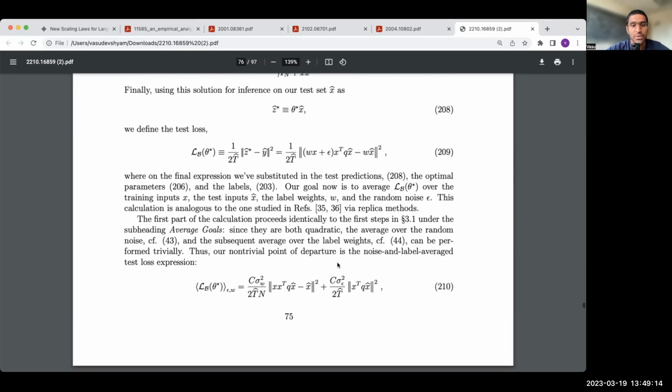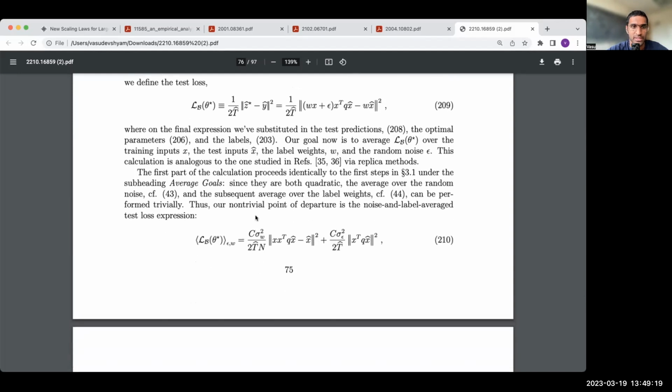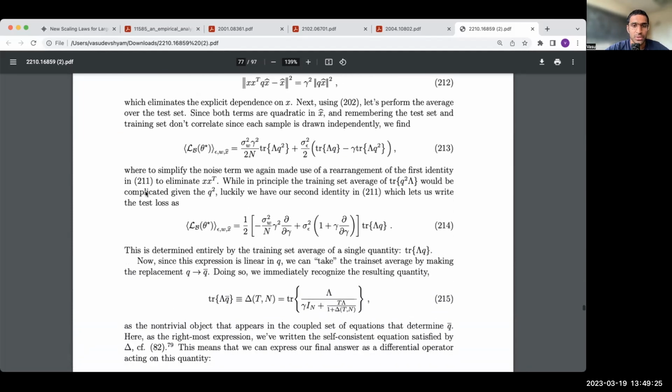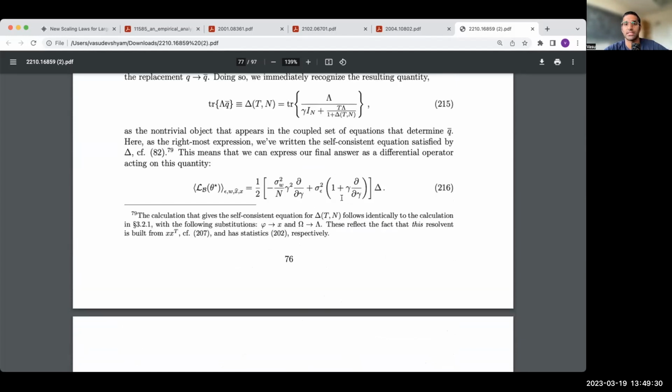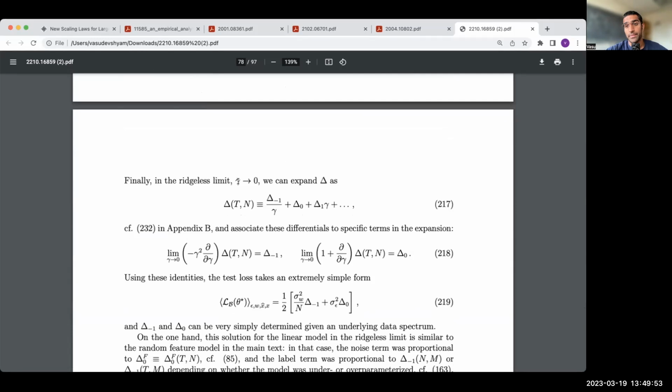And the idea is to be able to average over this thing; we're averaging over random noise and label weights and so on. So what they eventually find is a result that looks like this. They're able to write this as some differential operator in terms of the ridge parameter. And note that if we're taking derivatives of the resolvent and related objects with respect to the spectral parameter, we're really asking about density correlation functions. So they're relating the average loss to some kind of density correlation function. And then their interest is in taking gamma to 0.